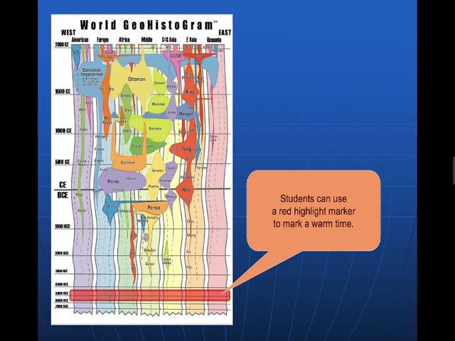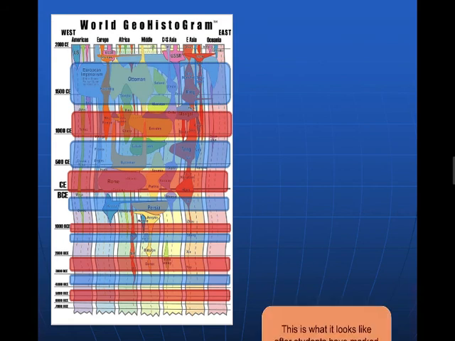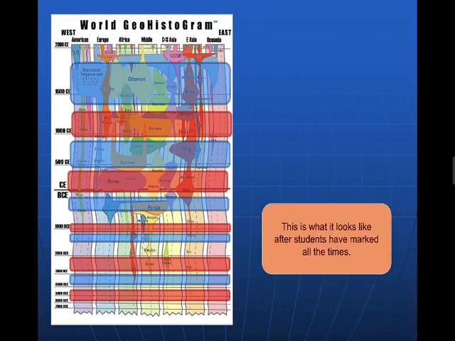Students can use a red highlight marker to mark a warm time, and then go on to mark the cold and warm times through history. This is what it looks like. And now they can take a look at how Rome actually existed basically during the warm climate time.